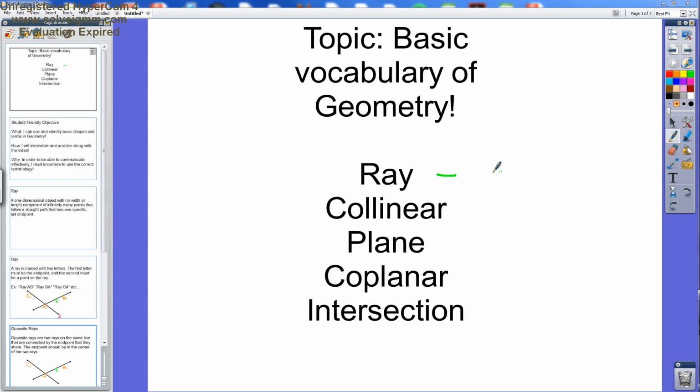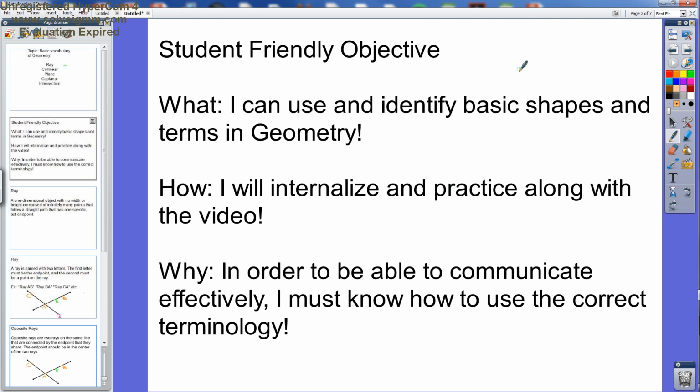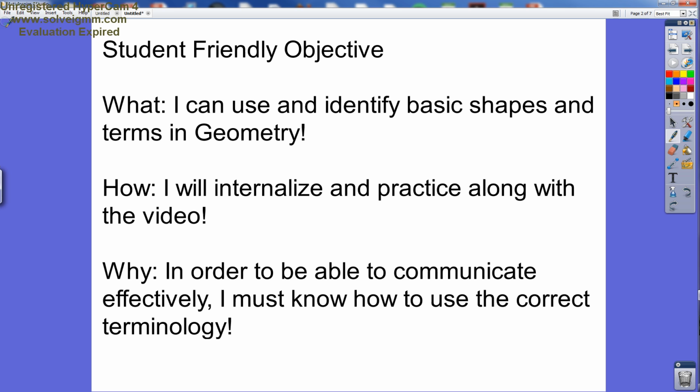Hello, everybody. We're going to have another one of these, and today we're going to talk about the vocabulary term ray. So, before we begin, let's start with our objective. What are we doing? We are able to use and identify basic shapes and terms in geometry. How we're going to do this, we're going to practice along with the video.